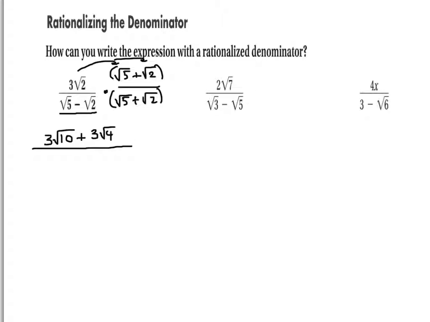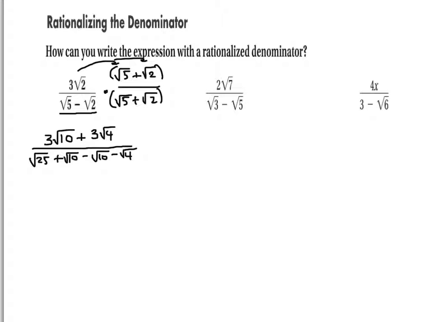After that, we're going to FOIL the bottom. The square root of 5 times the square root of 5, first times first, is the square root of 25. The outsides is plus square root 10, 5 times 2. The inside is negative square root 10. Square root 5 times square root 2 is square root 10. And then last is negative square root of 2 times square root of 2, which is square root of 4. And then I'm going to be able to simplify.